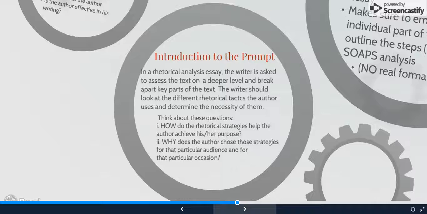Introduction to the prompt. In a rhetorical analysis essay, the writer is asked to assess the text on a deeper level and break apart key parts of the text. The writer should look at the different rhetorical tactics the author uses to determine the necessity of them. Think about these questions. How do the rhetorical strategies help the author achieve his or her purpose? And then why does the author choose those strategies for the particular audience and for that particular occasion?